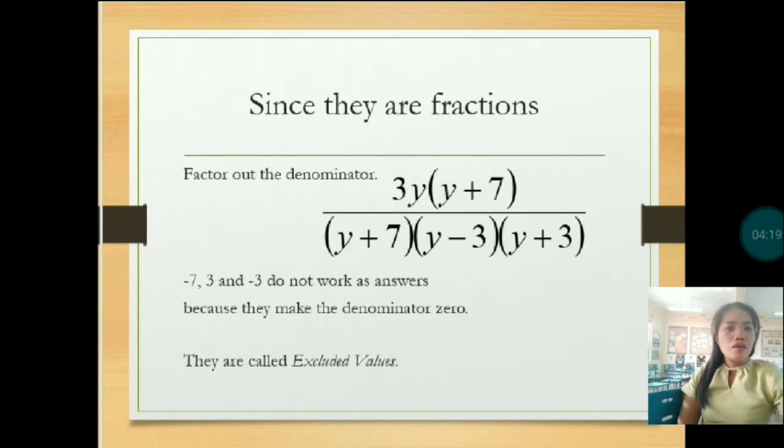These are just examples of specific integers or values of our variable in a particular rational expression that will make the denominator 0, and we call them excluded values.